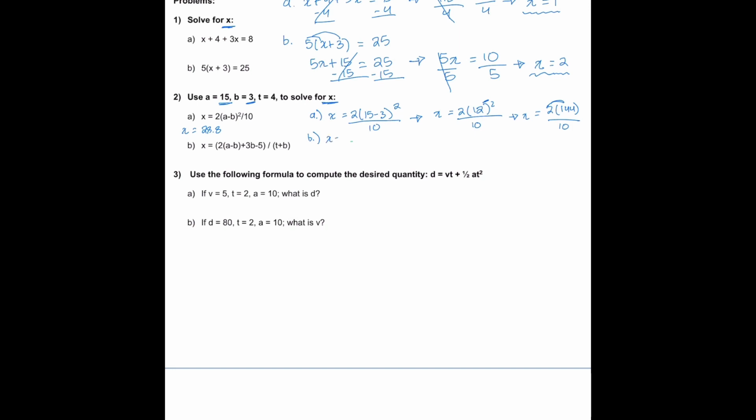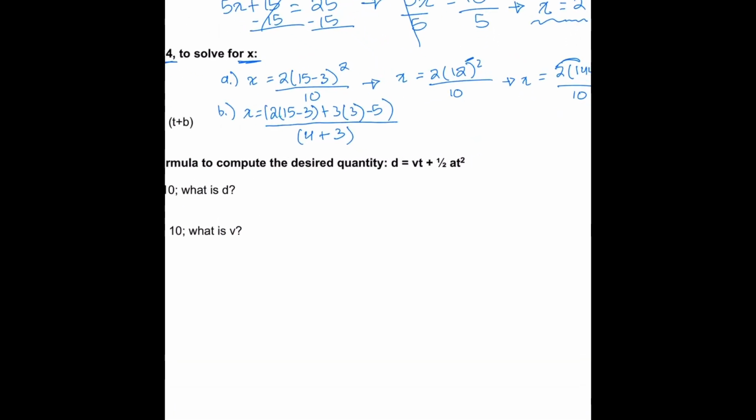So x equals 2. This one might seem a little bit confusing just because of all the parentheses that are involved here, but worry not, it's the same process, just take it step by step. So 2 with a minus b, same thing as first one, so it'd be 15 minus 3 plus 3 times 3 minus 5, so that's one parentheses. Now this is going to be all over t. So this is a new one. T is equivalent to 4 plus b, 3.